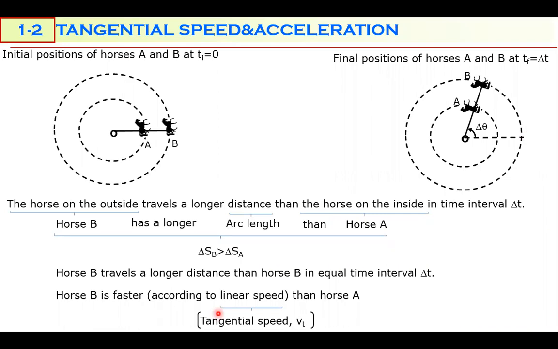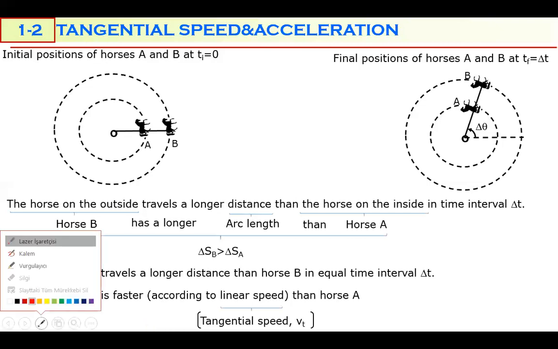This linear speed, the speed along this curve, is known as tangential speed. The horse which is inside has a smaller tangential speed than the horse which is outside, or the outside one is moving with a greater tangential speed than the one which is inside. And of course, there must be a relation. Yes, there will be. We are going to write an equation.